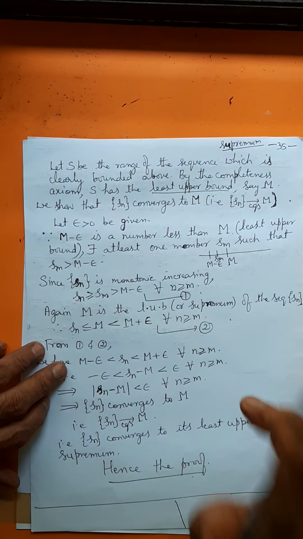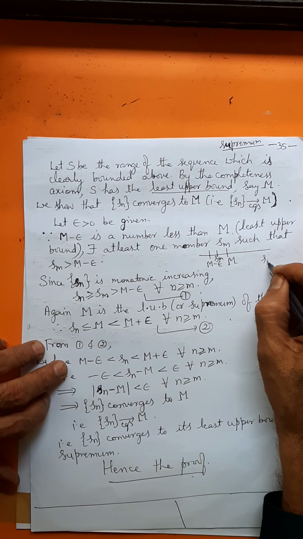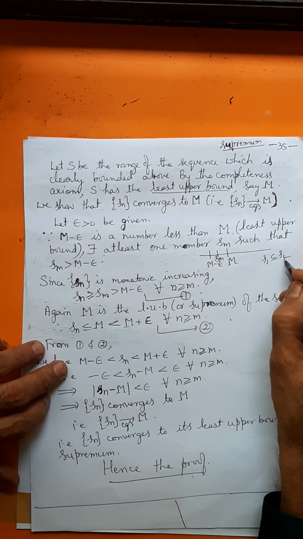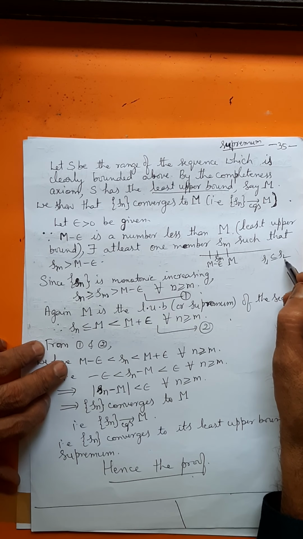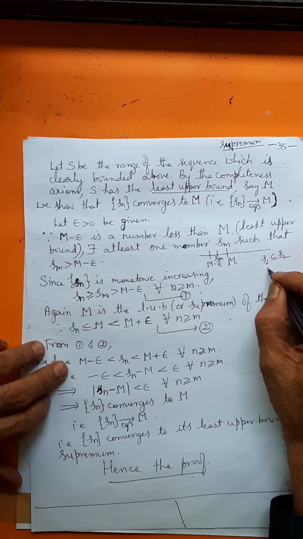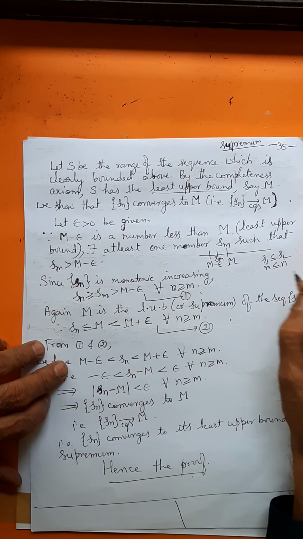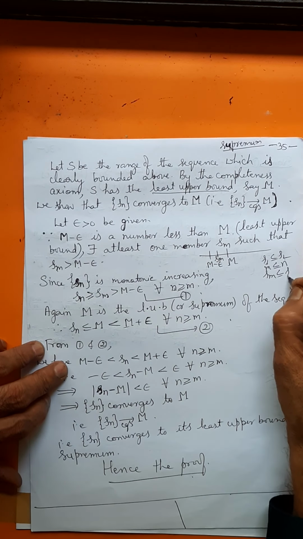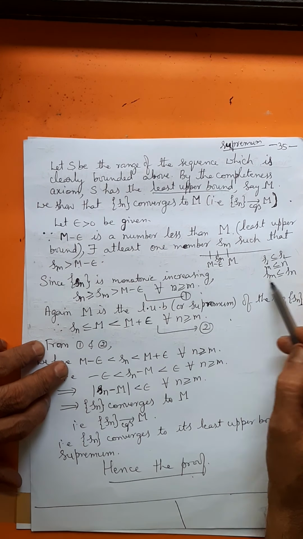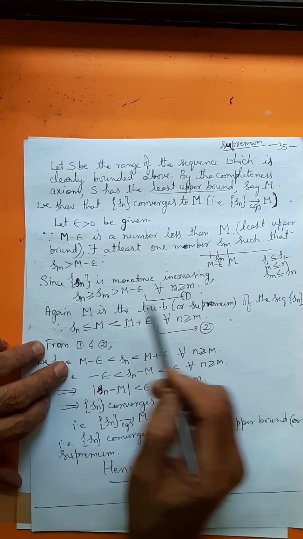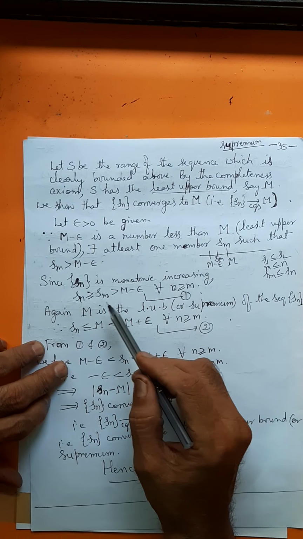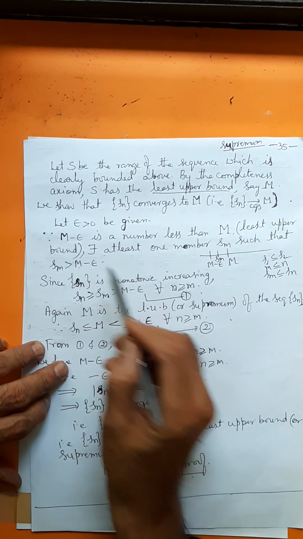Monotonic increasing means it does not decrease, right? S1 is less than or equal to S2. Look at 1 and 2 here: 1 is less than or equal to 2, so S1 is less than or equal to S2. Monotonically increasing. Here, n greater than or equal to m means m is less than or equal to n. Then Sm is less than or equal to Sn, because it is monotonically increasing. Sn is greater than or equal to Sm, because n is larger. Sm is greater than m minus epsilon.